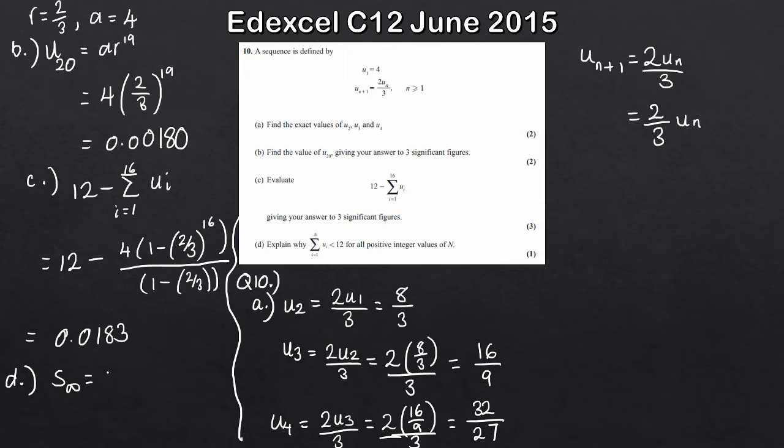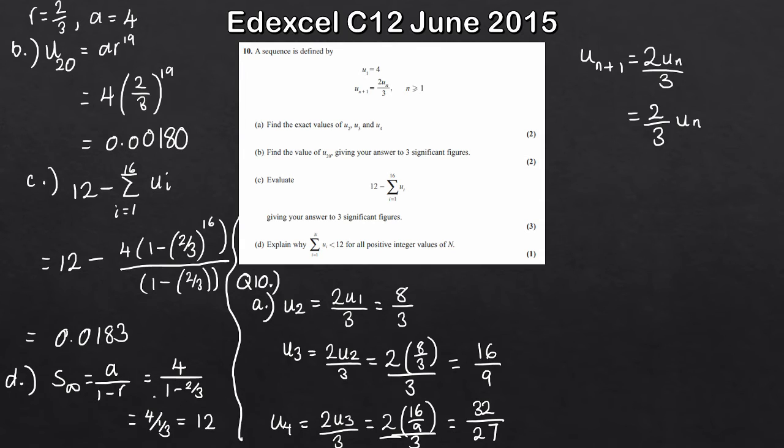Well, remember, the sum to infinity is given by a divided by 1 minus r. We know a is 4, and we know r is 2 over 3. Well, let's just plug them in and see what we obtain. So that's 4 divided by 1 minus 2 over 3. So that's 4 divided by 1 over 3. My notation's getting a bit messy, I'm running out of room, but 4 divided by a third is just the same as 4 times 3, which is equal to 12 there.